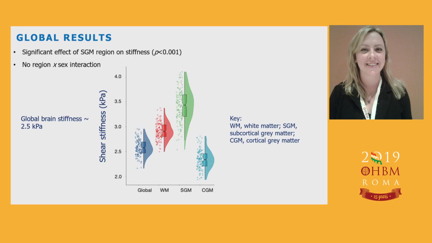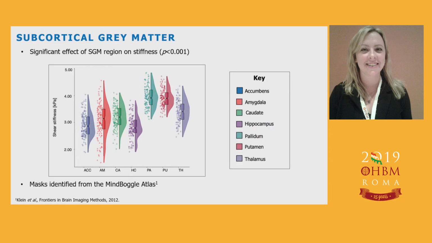When we looked at the global results, the white matter, the subcortical grey matter, the cortical grey matter, we see that there are differences between the 4, which we'd expect, and that the subcortical grey matter is actually a lot stiffer than white matter or the cortex. Roughly the global brain stiffness is 2.5 kilopascals, which is what was concluded from a meta-analysis. We didn't observe a region times sex interaction.